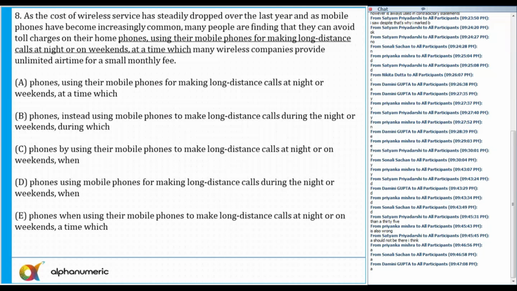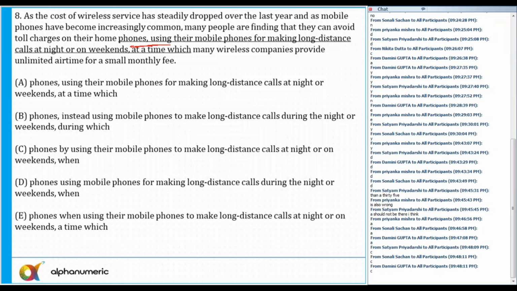Now, what are the errors? One, there is a logical predication error. Modification error is there. It seems that the home phones are using the mobile phones. It is the person who is using the mobile phones and not the home phones. The way it is written, it seems that the home phones are using the mobile phones for making long distance calls. So there is a modification error. Misplaced modifier.